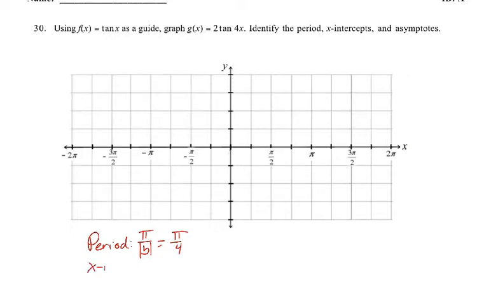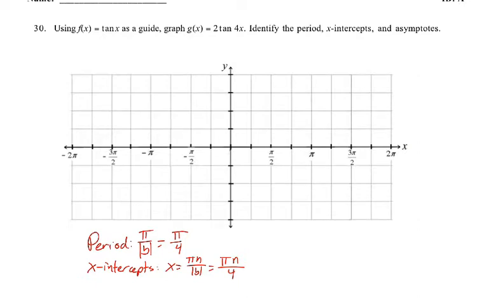For the x-intercepts, the formula that we use for that is x equals pi n over the absolute value of b. So when we plug in what we know b is, we got pi times n over 4. This means that every multiple of pi over 4, you're going to have an x-intercept.